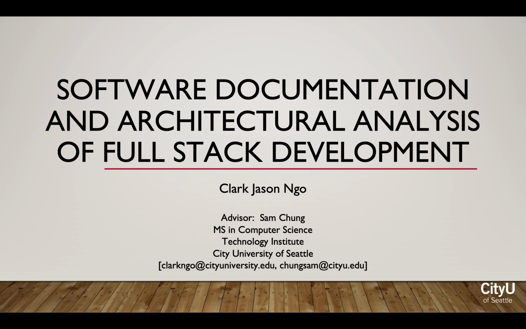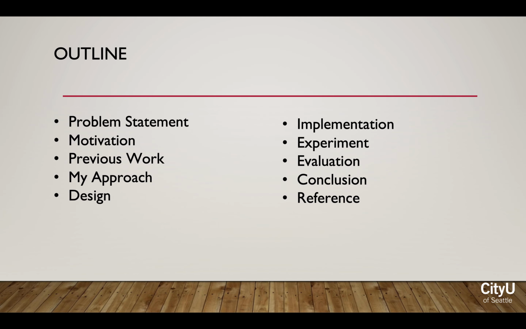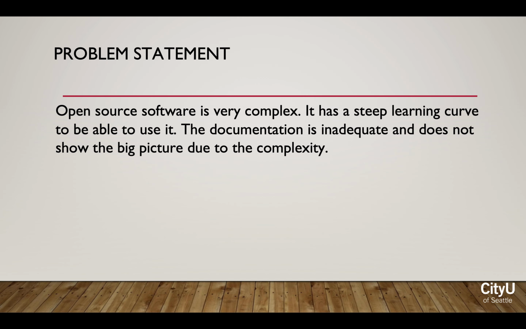Hooray. So without further ado, let's go to the outline, basic outline of a capstone. We have problem statement, motivation, previous source, onto references. And moving along, the problem statement is open source software is very complex. It has a steep learning curve to be able to use it. The document is also inadequate and does not show the big picture due to the complexity.